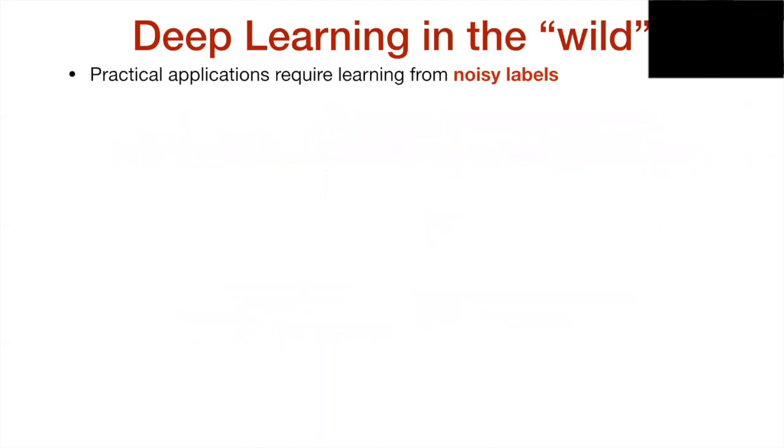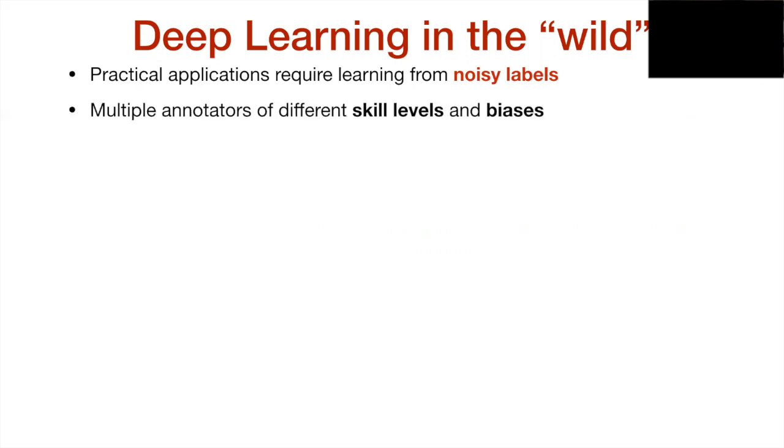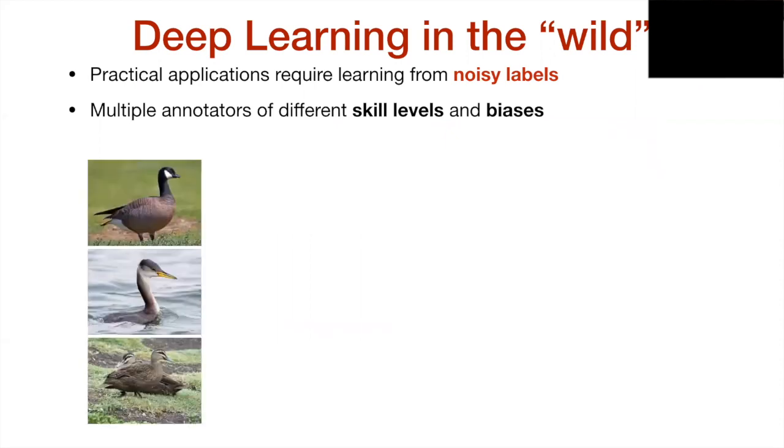So, deep learning in the wild. Many practical applications of deep learning require learning from noisy labels. The labels typically come from multiple annotators of potentially varying skill levels and biases. Here's an example in the context of a bird classification task. The task is to classify images of birds into 3 categories of birds: Canada goose, red-necked grebe, and black duck. And David, who is a bird expert, can perform this classification task with 100% accuracy.